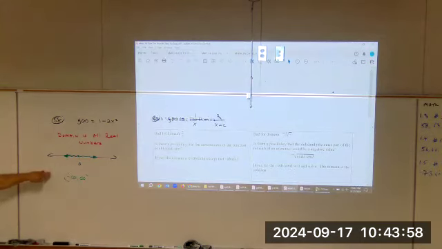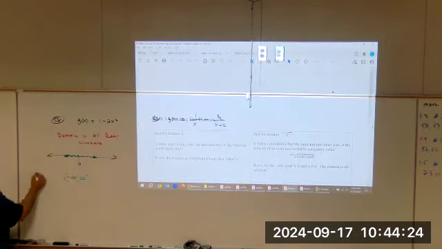What values of x are allowed to be plugged into that function? Everything from negative infinity to infinity. That's what all real numbers looks like. That's an interval. It's always parentheses on infinities. Parentheses means you cannot equal that value. You cannot get to infinity. So this is the interval notation.